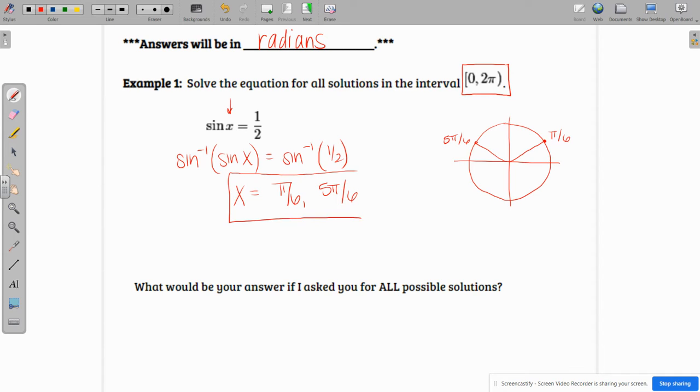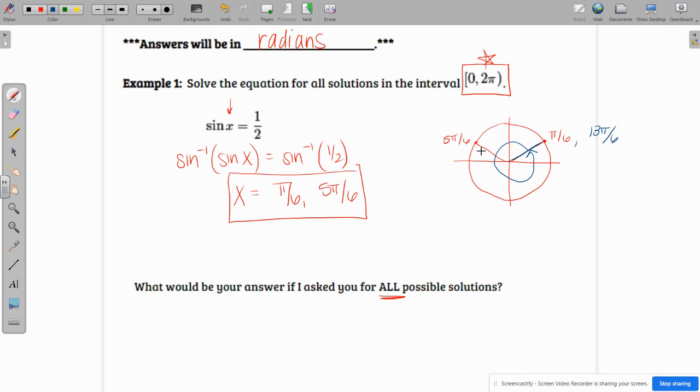But if I change the question and instead of having this interval, I asked you for all possible solutions, we have to start considering coterminal angles. So I know that pi over 6 is coterminal with infinitely more angles, right? I could add 2 pi repeatedly. So if I added 2 pi, which is equivalent to 12 pi over 6, I would get 13 pi over 6. Or I could add it again and again, or take it away.